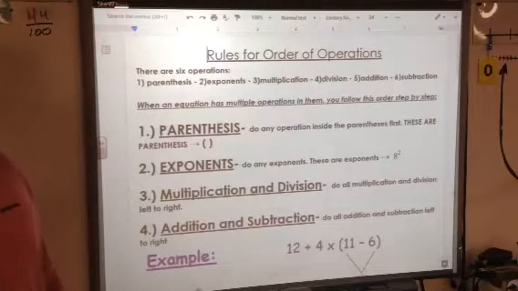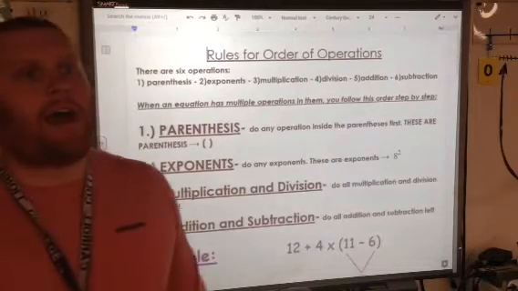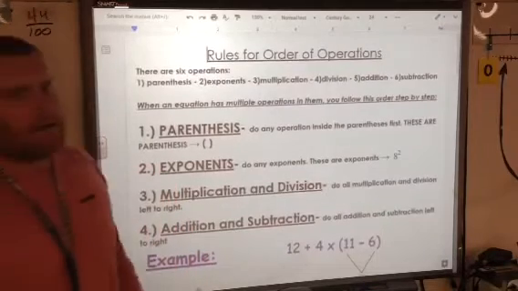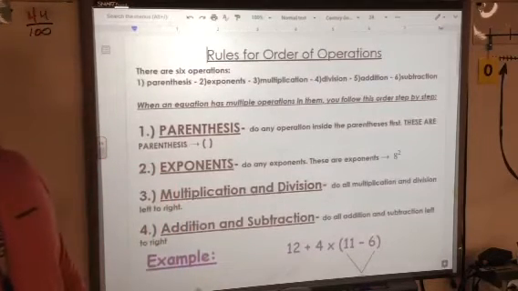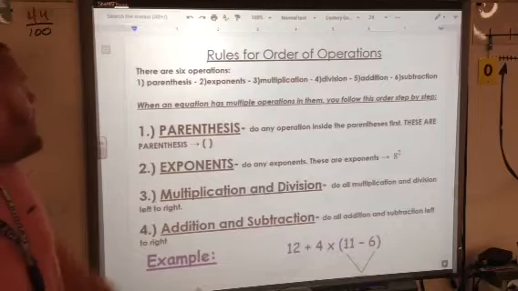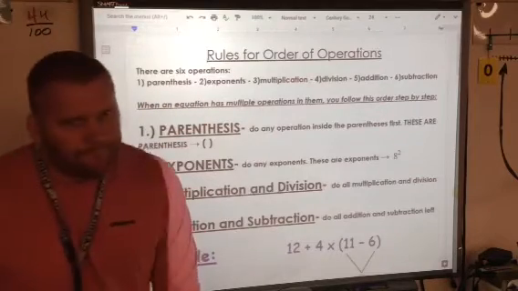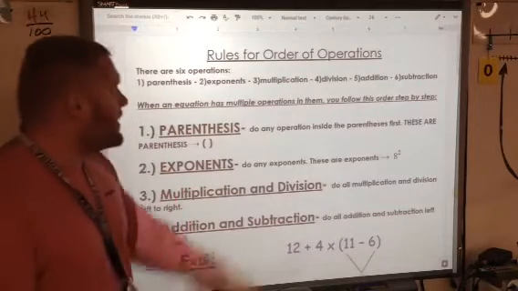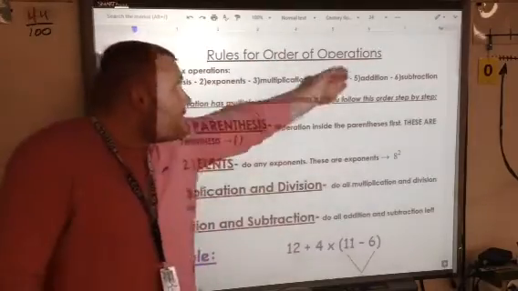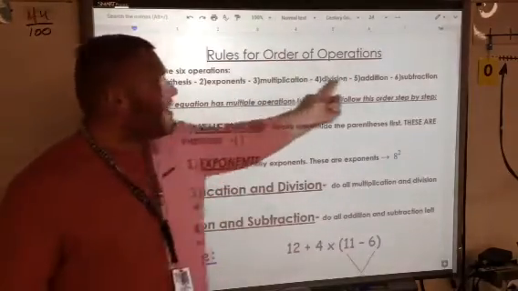Okay? Now we're adding two operations that we haven't spent a ton of time on to the other four that we have spent a ton of time with. And that's parentheses and exponents. Now, the other part of this topic is order of. Okay, we already know what the operations are. It's the six that are titled right here.